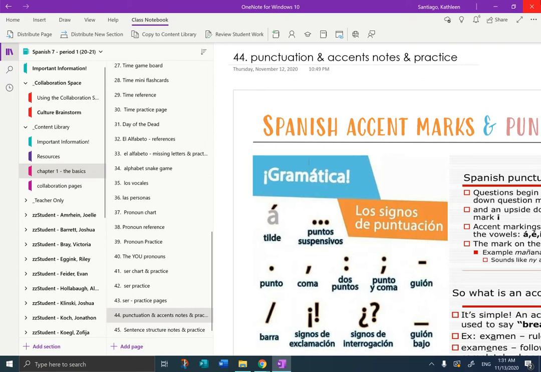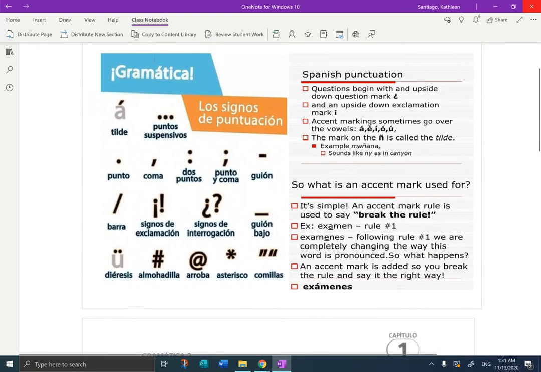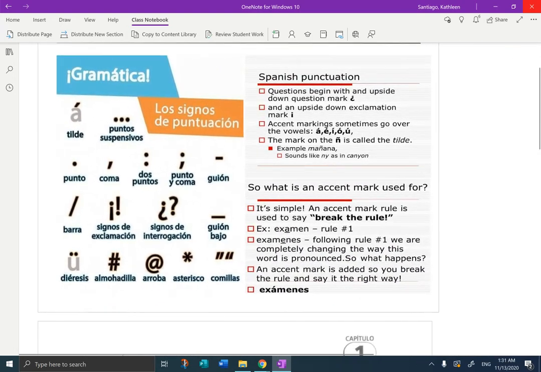So I am in your OneNote, Chapter 1, page 44. I'm going to get rid of the table of contents and let's go through these notes together. In Spanish, the accent marks and punctuation marks are both very important. Here are the punctuation marks first. You can see the aqua and the orange.